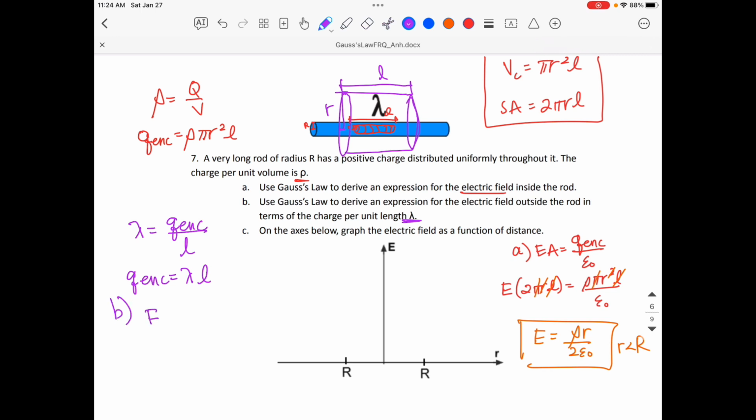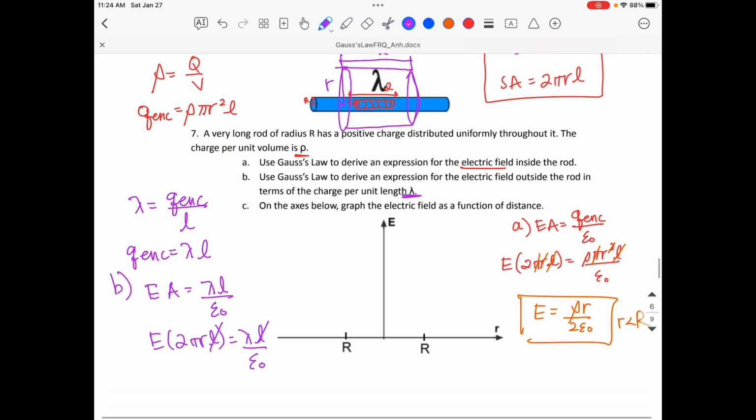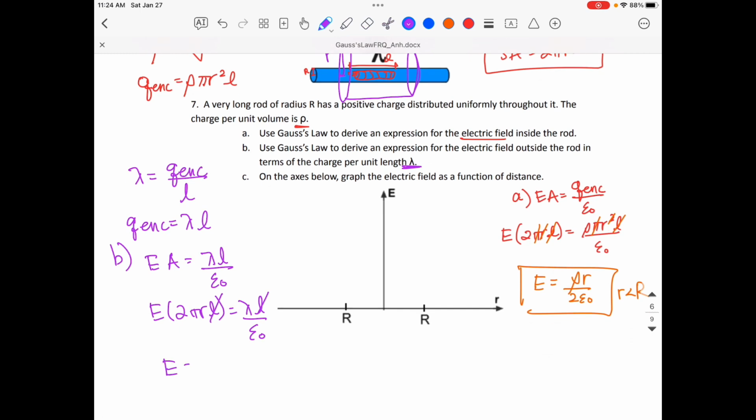I'm going to continue to use Gauss's law. Instead of our charge, we're going to use lambda L over epsilon naught. And then I'm going to plug in my equation for the area. 2 pi r L is equal to lambda L over epsilon naught. Reduce. And I get my electric field is equal to lambda over 2 pi epsilon naught times 1 over r.